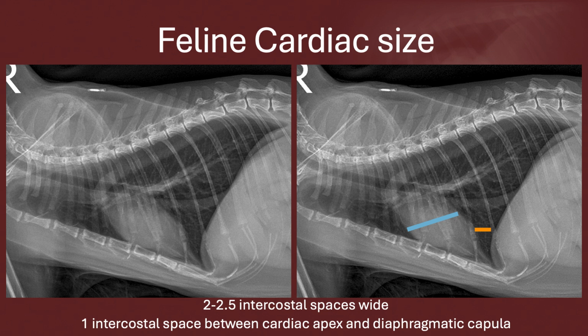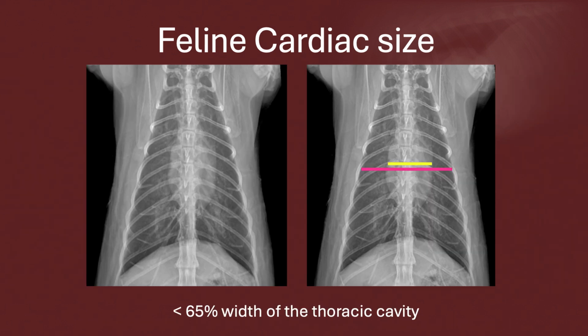The cardiac apex in direct contact with the diaphragm over a broad surface or being rounded in shape may suggest cardiomegaly. On the ventrodorsal or dorsoventral view, the feline heart is normally narrow and elongated, with the apex positioned slightly to the left of midline. The width of the cardiac silhouette at its widest point should measure less than 65% of the thoracic width.